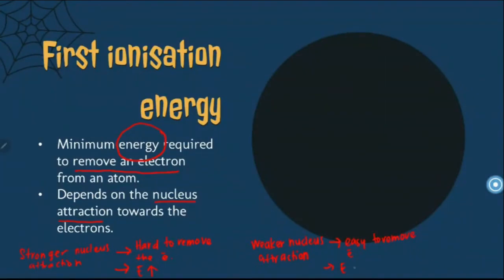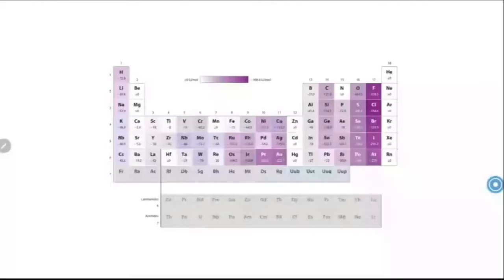So when we look at the periodic table, across a period, we know that the nucleus attraction is getting stronger from left to right. So what happens to the ionization energy? Increase.